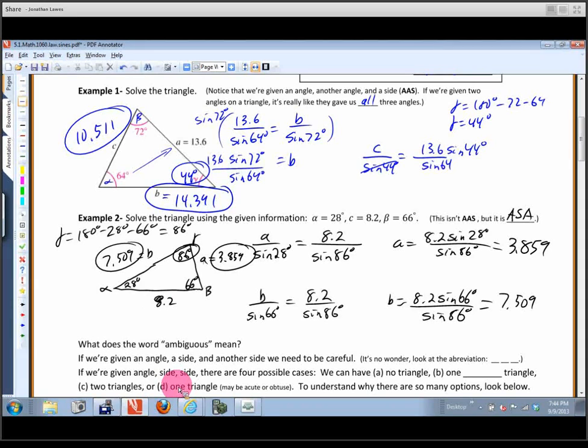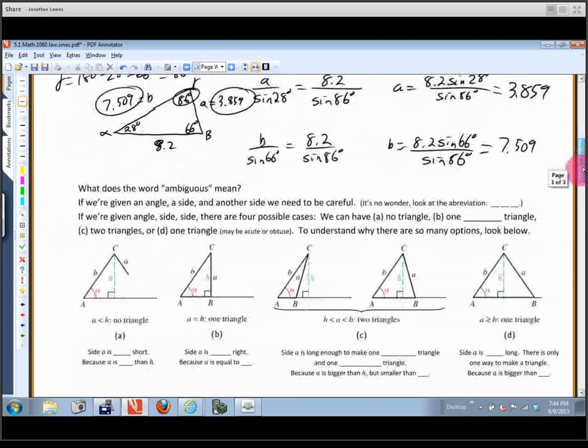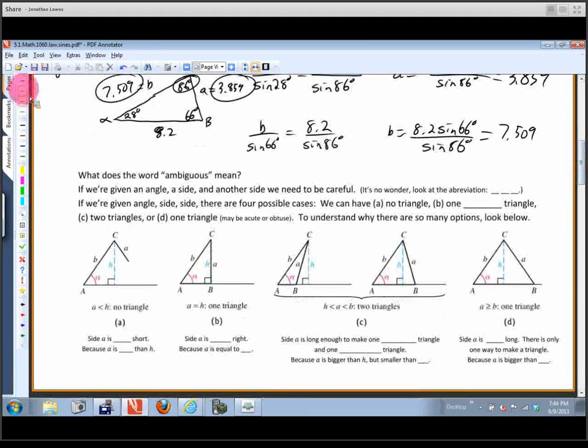Okay, now let's move on and talk about some more interesting things that can happen here. This is where the law of sines, although it's a pretty simple relationship, gets us to some interesting questions. So the word here is ambiguous. Think about what the word ambiguous means. You may have heard that before. What ambiguous means is that things are unclear.